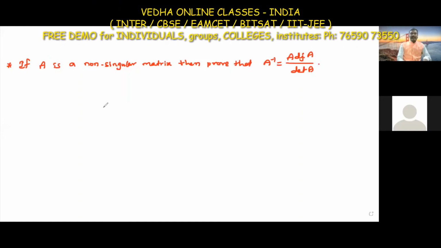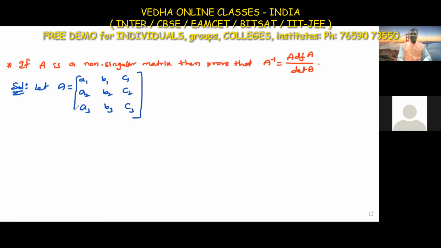So here, if A is a non-singular matrix, then prove that A inverse is equal to adjoint A by det A. So what is given here? So solution, in this solution, I am taking A is equal to the matrix with rows a1, b1, c1; a2, b2, c2; and a3, b3, c3. This is a matrix here.